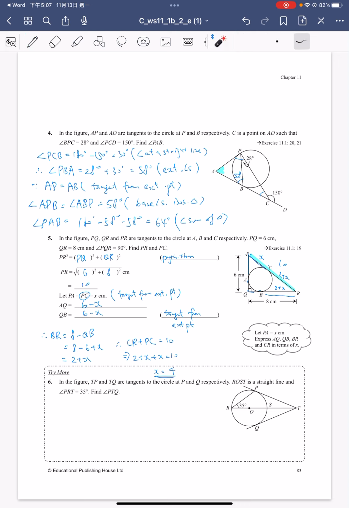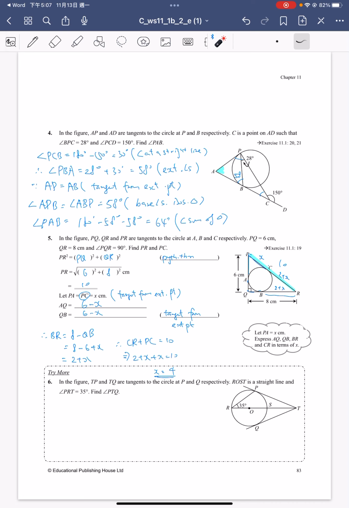Okay? So in this question, we try to set a variable here, and we're just using a whole circle, a whole triangle to come back from this PR by using X as the variable to solve it. Okay? So try to think about the last question.